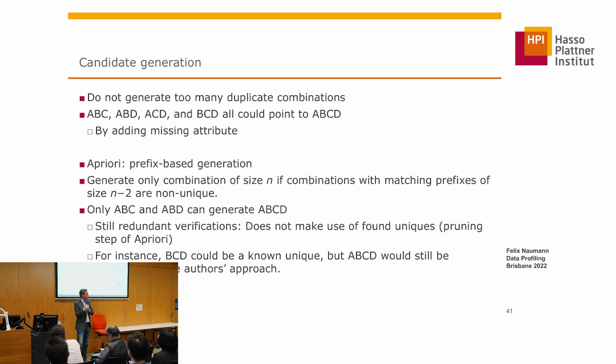So one thing is you don't do it 4 times. You make sure you only do it once. I'm not going to check this candidate 4 times because there are 4 different ways to expand it. This is obvious, but you have to figure this out. You have to do it actually, right? And so how do they do it? They use prefix-based generation. So you're only going to do it by combining column combinations that have the same prefix. ABC and ABD have the same prefix of size n-2. AB is the prefix. And then you're going to expand those to ABCD, right?